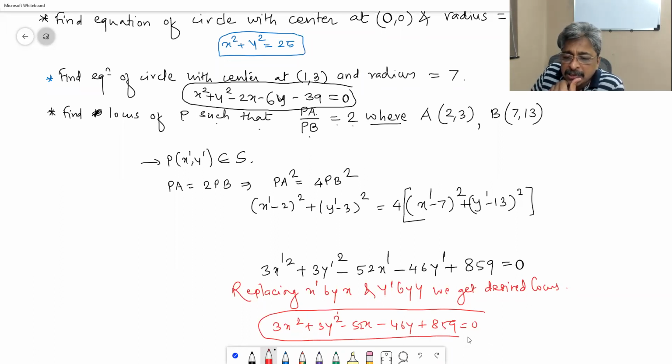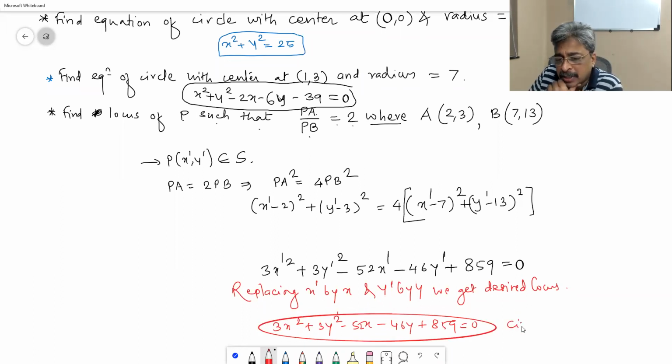So what? This is yet another circle actually. This is equation of circle. We will deal with this in next lecture to identify whether this is circle or not. We will learn to do that in the next lecture. But we know geometrically that this is supposed to be the circle.